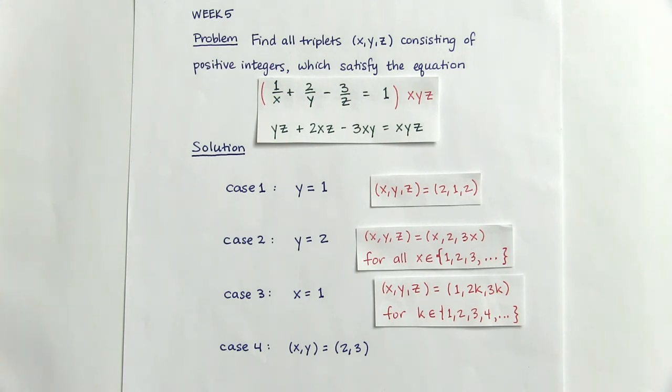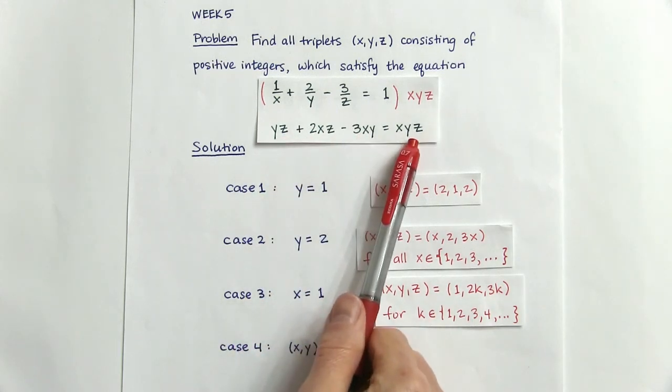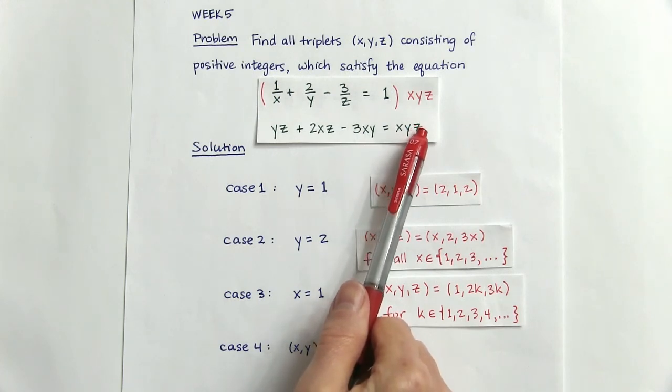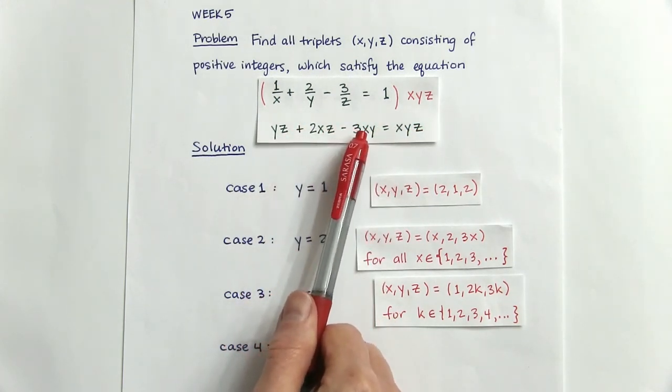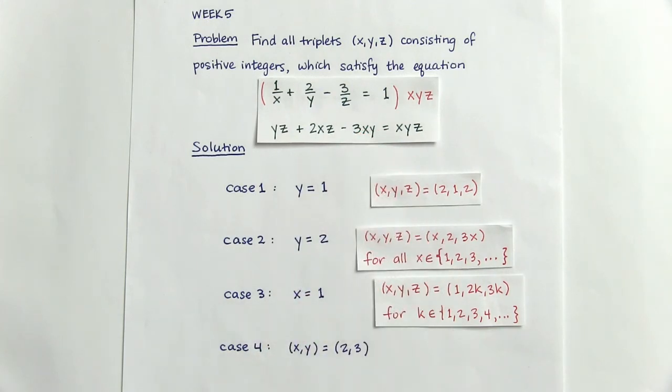And this leaves us with one last case to solve. It's the easiest case, because when I plug in x and y is 2 and 3 into this equation, I'm going to get one equation with only one unknown left, z. So it will be very easy to solve for z. And that goes like this.